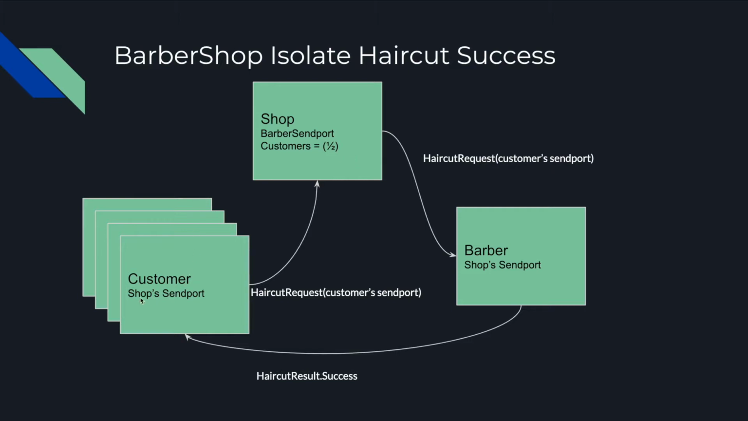The customer uses its stored address of the shop to send a message, which is a haircut request. It's also attaching its own customer send port so that whoever receives this message can then use it to contact the customer. First, it sends it to the shop, and the shop decides whether the store is at capacity. In this case, it's not, so it forwards this request on to the barber. The barber then cuts hair and uses the attached address to send a message, which is a haircut result.success. This is the successful flow, and then the customer leaves the store.